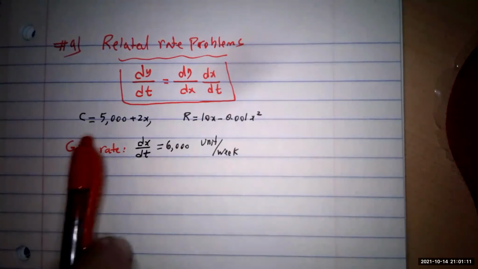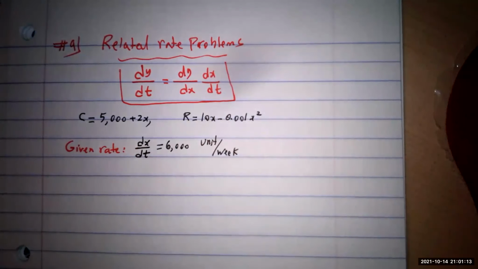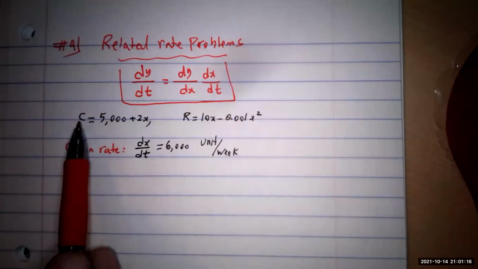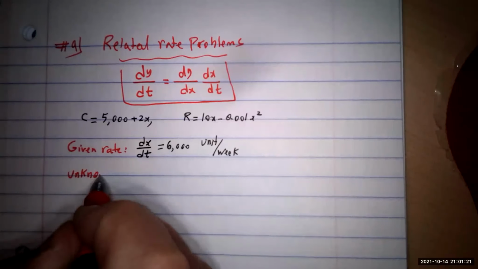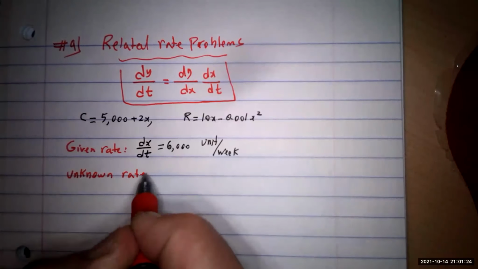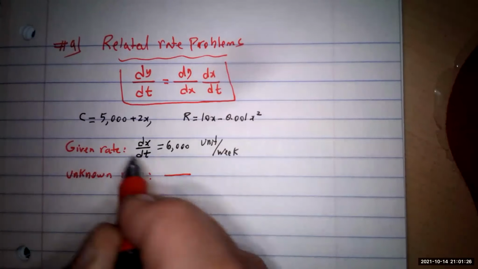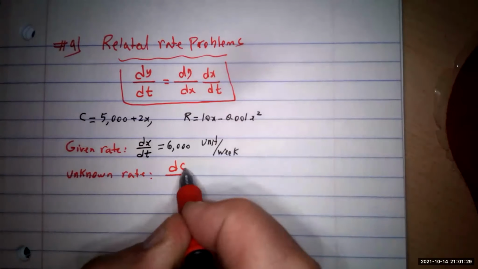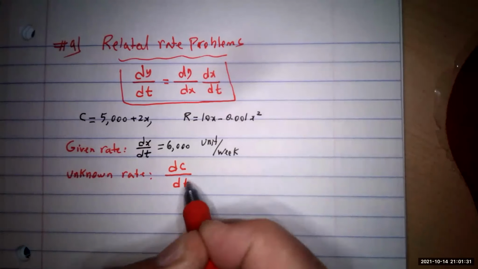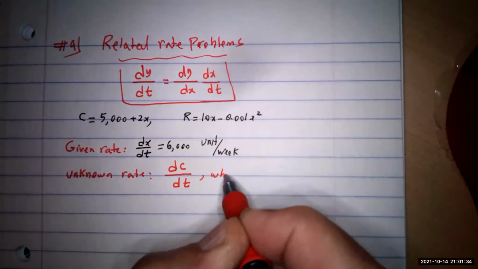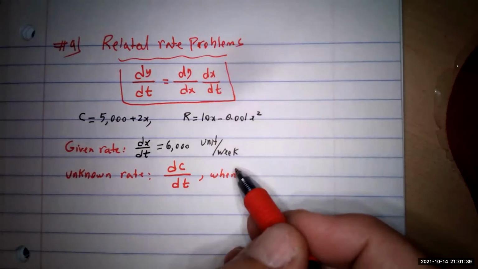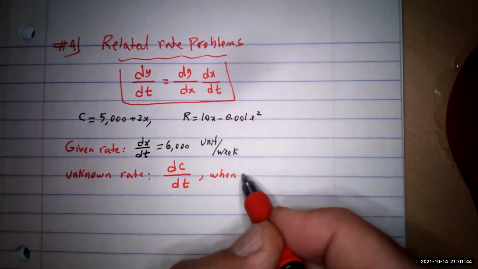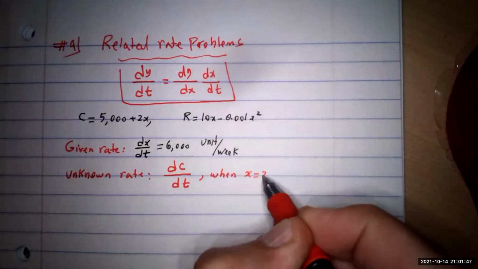The unknown one is in these cases that we're going to have. The unknown rate, for example, in the case of the cost, the rate of the cost is going to be dc/dt, and at what level you want it. When they give you this one, they ask you to find it when the production is 2000 flash drives. The production is x, so when x is equal to 2000.